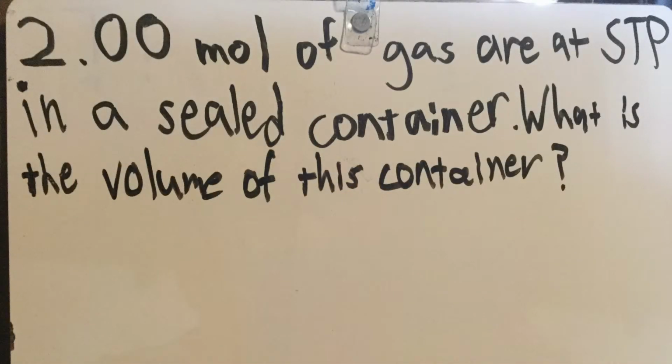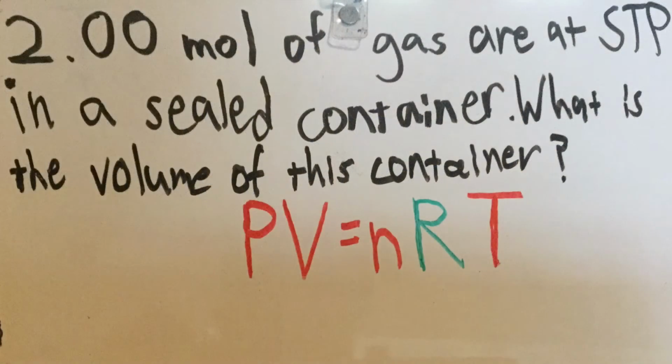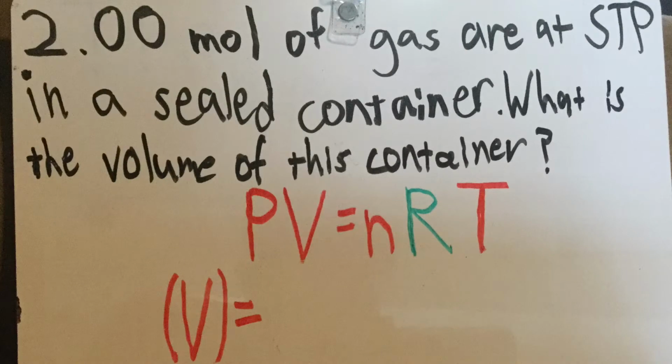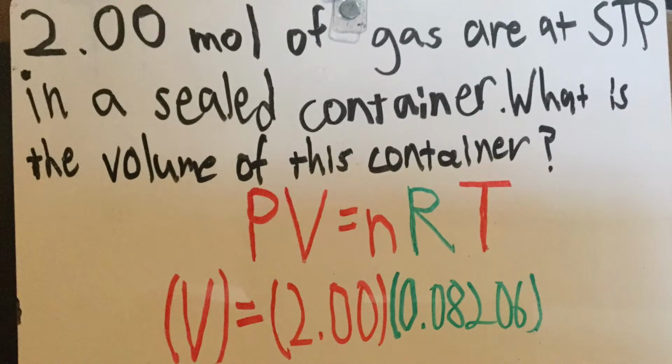Now let me do an example for you. 2 moles of gas are at STP in an airtight container. The problem is asking you for the volume. The first thing you should do is write the equation out and put in the variables you already know. We know the R value no matter what, and the N value of 2 moles is given in the problem. However, it also gives you the T and P values.